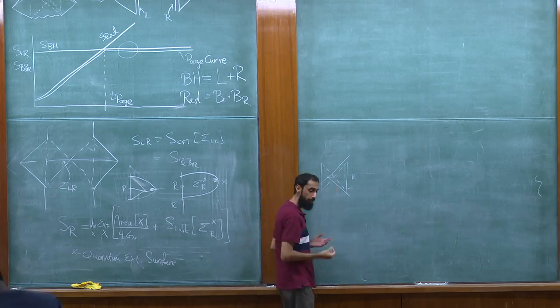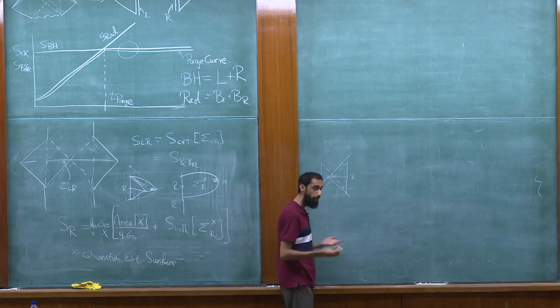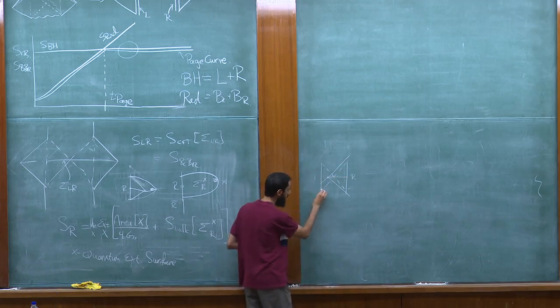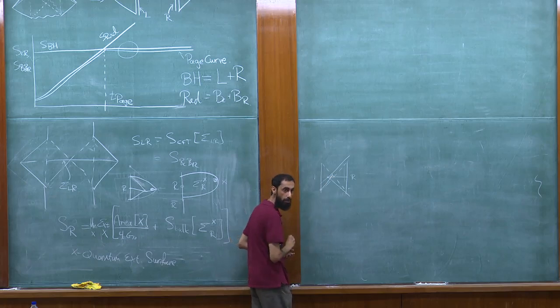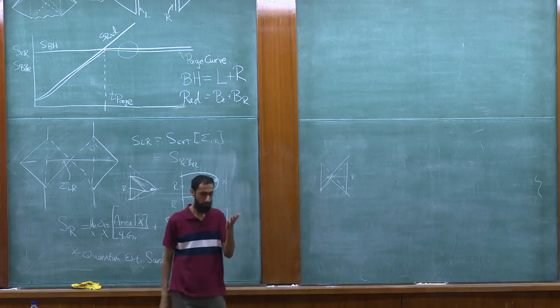Now, the statement of subregion duality says R is dual to this entire region. However, I can send a signal from L that can make it to this region. This would be a contradiction because the left and right systems are not interacting. So this is the argument from.